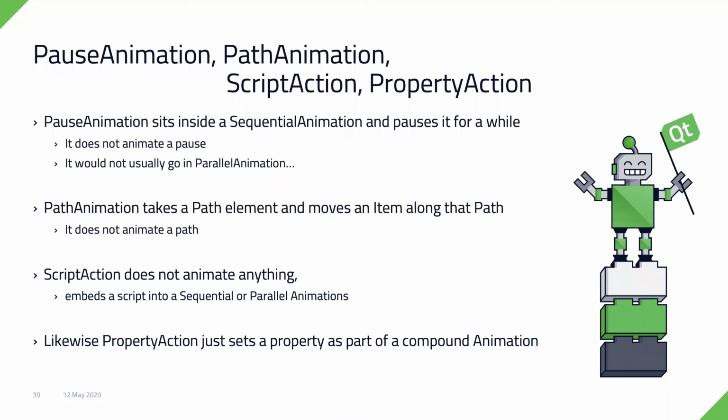One neat thing about the path animation is you can change the path between runs, so it won't always run the same way. Script action, of course, is an action, not an animation, so it's not animating anything. It's just running a piece of JavaScript. So if you need to run a piece of JavaScript as part of an animation, either parallel or sequential, you can do that with a script action.